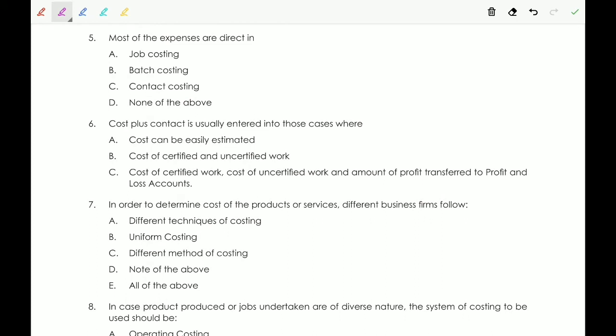Next, fifth one, most of the expenses are direct in job costing, B batch costing, C contract costing, D none of the above. So in contract costing, most of the expenses are direct.